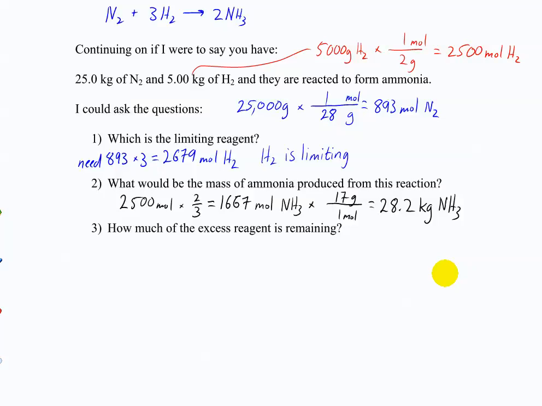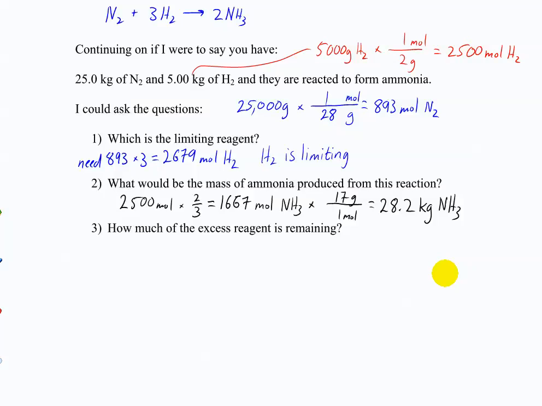What are you gonna say? Do we actually subtract 2,500 from 2,679, and the 179 we divided by 3 and then multiplied by the molar mass? Yeah, that's one way you can do it. That's one way you can do it.